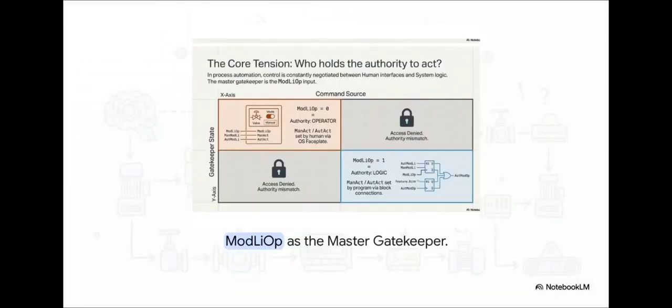Now, what's really interesting about this slide is seeing how that core tension actually plays out. Take a look at the top left quadrant. When ModLiOp equals 0, you're traveling down that orange pathway. The human has authority, firing off commands via an operating system faceplate on a screen. But drop down to the bottom right. When ModLiOp equals 1, boom, you're in the blue pathway. The logic completely takes over. And notice those giant padlocks in the other quadrants? Yeah, if a human tries to force an automatic command while holding manual authority, or if the code tries to run while the human has it locked out, access is outright denied. A mismatch means 0 action.